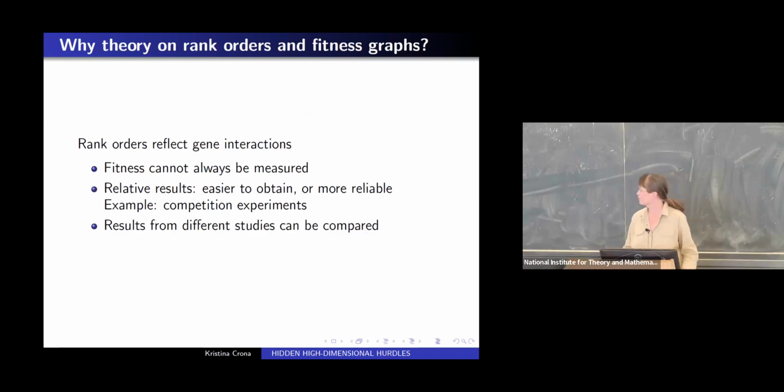Now, in addition to making pictures and trying to get some intuition for what's going on, we also want to find exact information from fitness graphs and rank orders, or from partial orders in general. And why would I be interested in that? Well, fitness cannot always be measured. Sometimes it's easier with relative comparisons, or such comparisons are more reliable. You can think of competition experiments, for example.